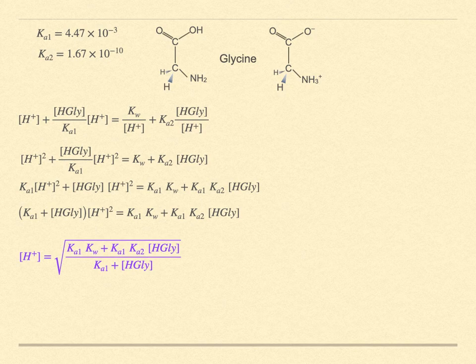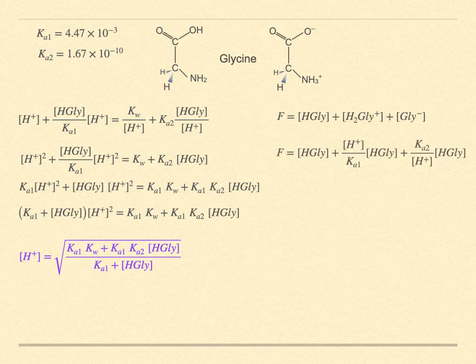Now, the problem's not quite there yet. We still need to know how to determine the actual glycine concentration, H-gly. The rigorous answer lies with the as yet unused mass balance equation. The formal concentration must be the sum of the concentration of the three glycine species, glycine itself, along with the glycinium ion and the glycinate ion. Replace the expressions for the two ions with expressions from the two equilibrium constants and gather terms together.